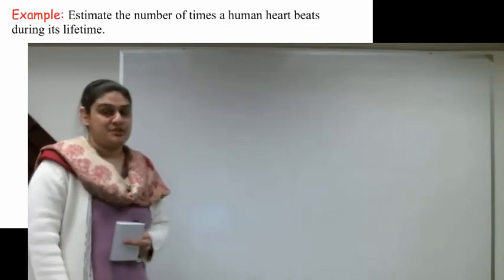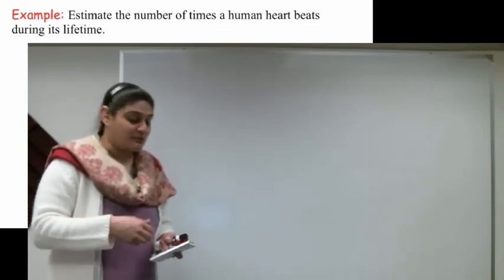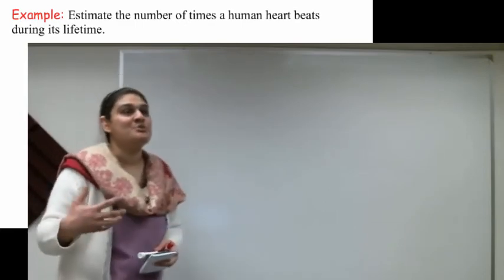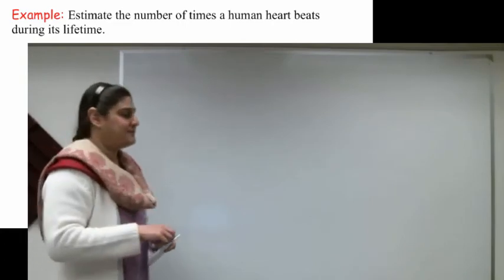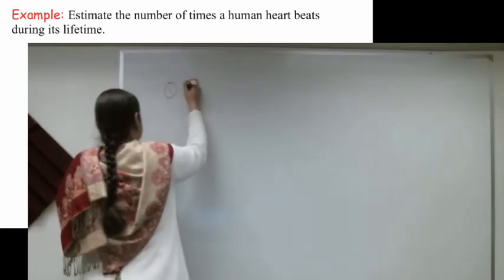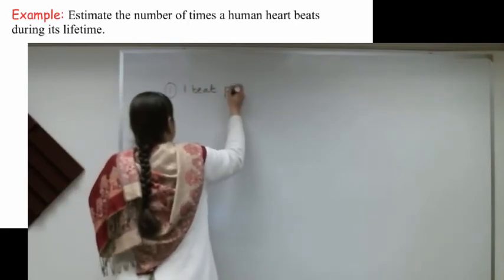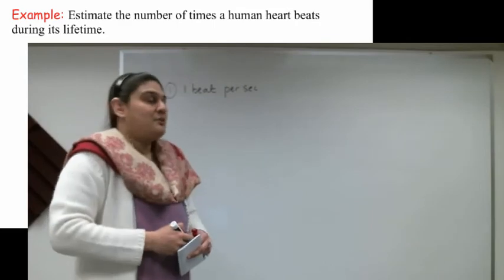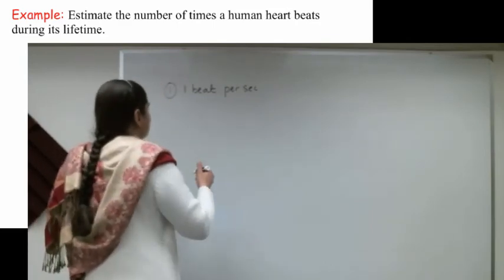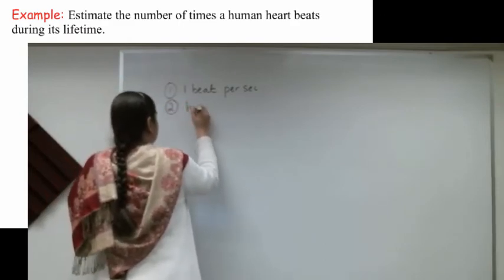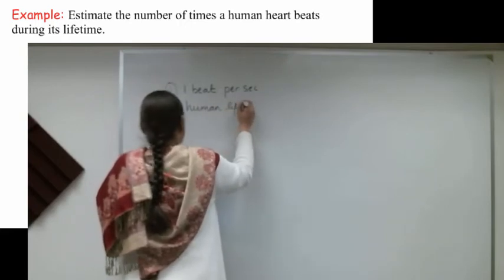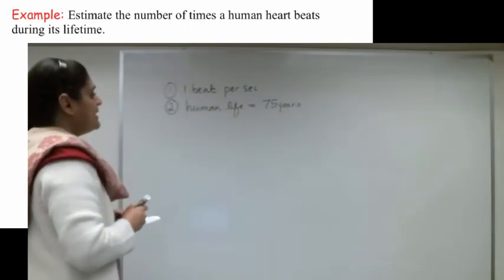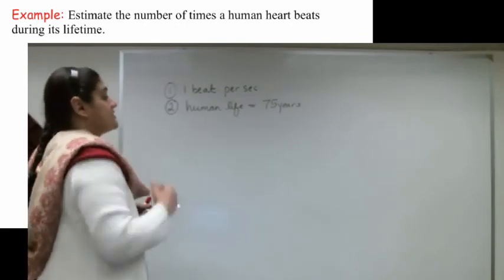Estimate the number of times a human heart beats during its lifetime. Now, this is a very daunting task as well, but in this case, we can make it easier if we use approximation. So the first approximation that I'm going to use is, in general, all human hearts beat 1 beat per second. Okay, so that's my first assumption. I'm talking about a healthy heart that's not doing exercise, but over the lifetime, it's just beating 1 beat per second. Okay? And I'm also going to assume that my healthy human lives up to a ripe old age of 75 years. Okay?